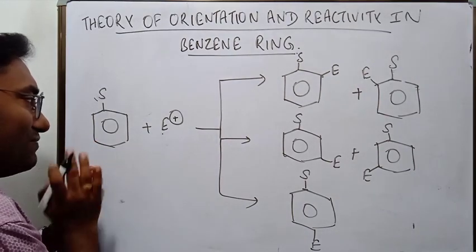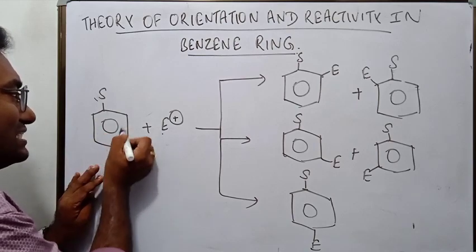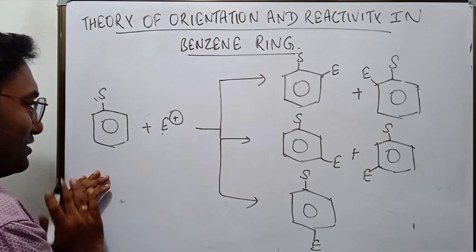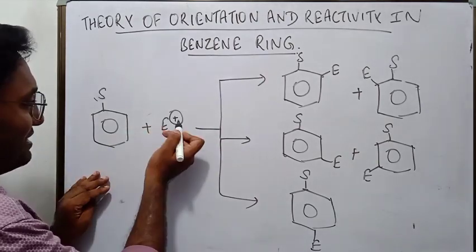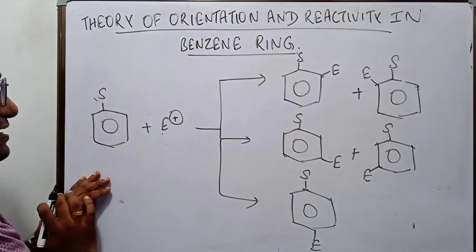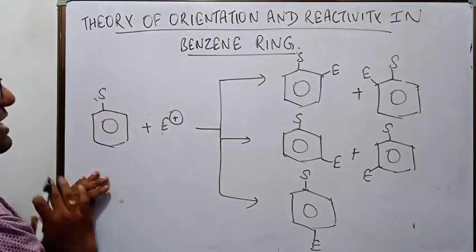Yes, it will attack. Why? Because the benzene ring has 6 pi electrons. It is rich in electrons. An electrophile is not so rich. It's poor, of course. That's why it has a positive charge over it. So it wants to become neutral. So it would attack. Where would it attack?